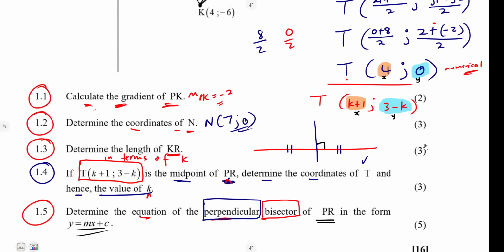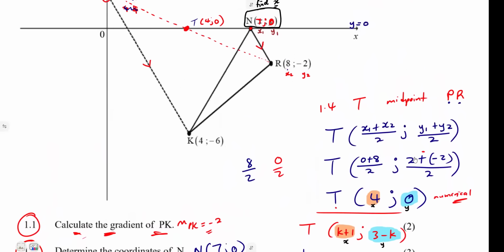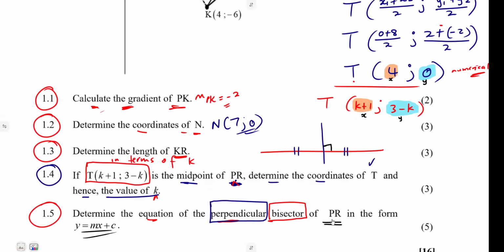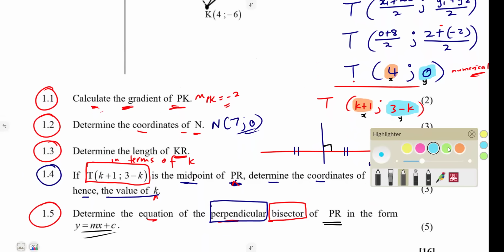So let's consider first the properties of what you're given. They are saying, guys, there is a perpendicular bisector to the line PR. All right, let me erase this. Let's go back here to question 1.4.